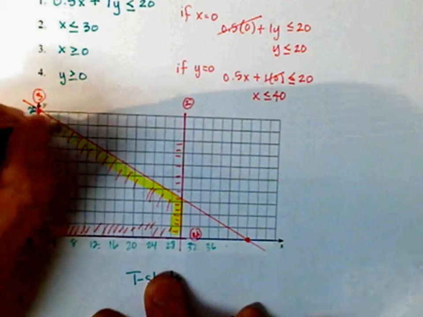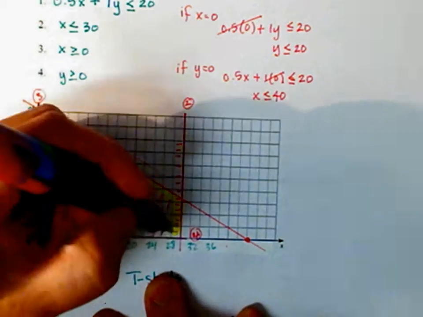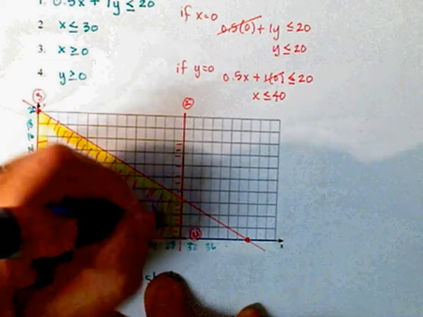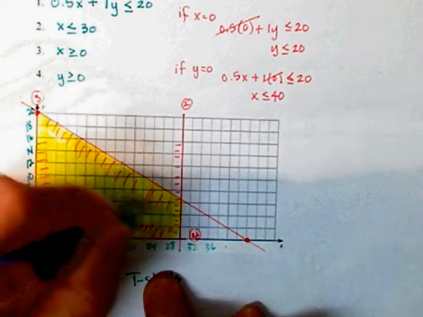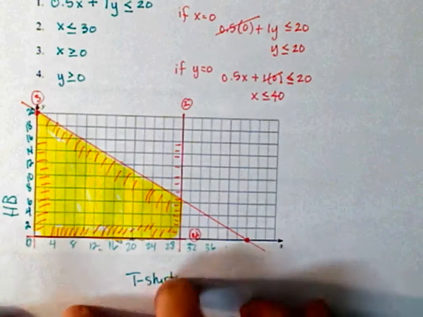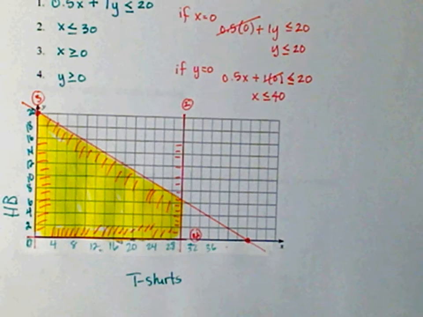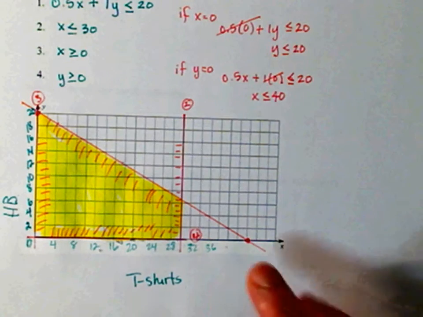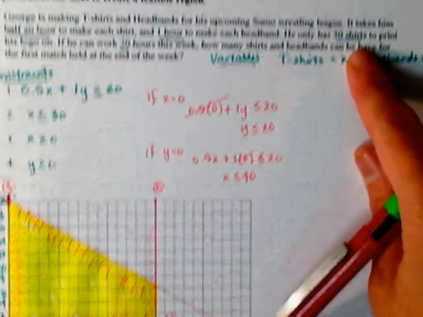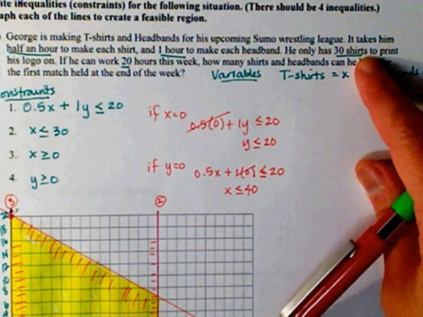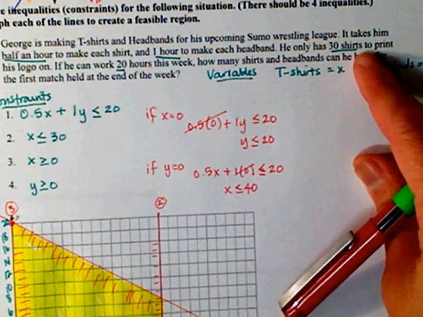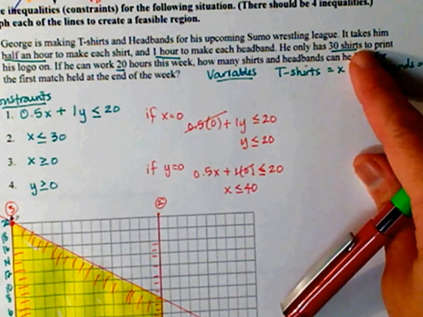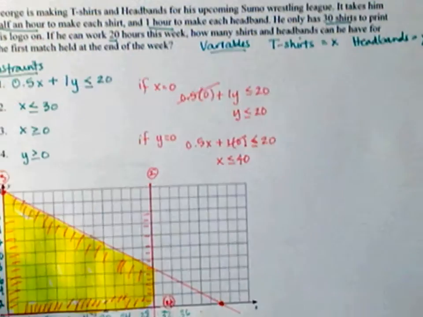Now your graph might be smaller depending on your scale. If yours is a bigger scale, then your graph might be bigger. It all depends. By the way, if you took a picture of the review, this one is not correct because I did not read this part carefully. I had x plus y is less than or equal to 30, but this one actually says 30 shirts, so it's actually just x. So keep that in mind as you're doing it. This is the right one, okay?